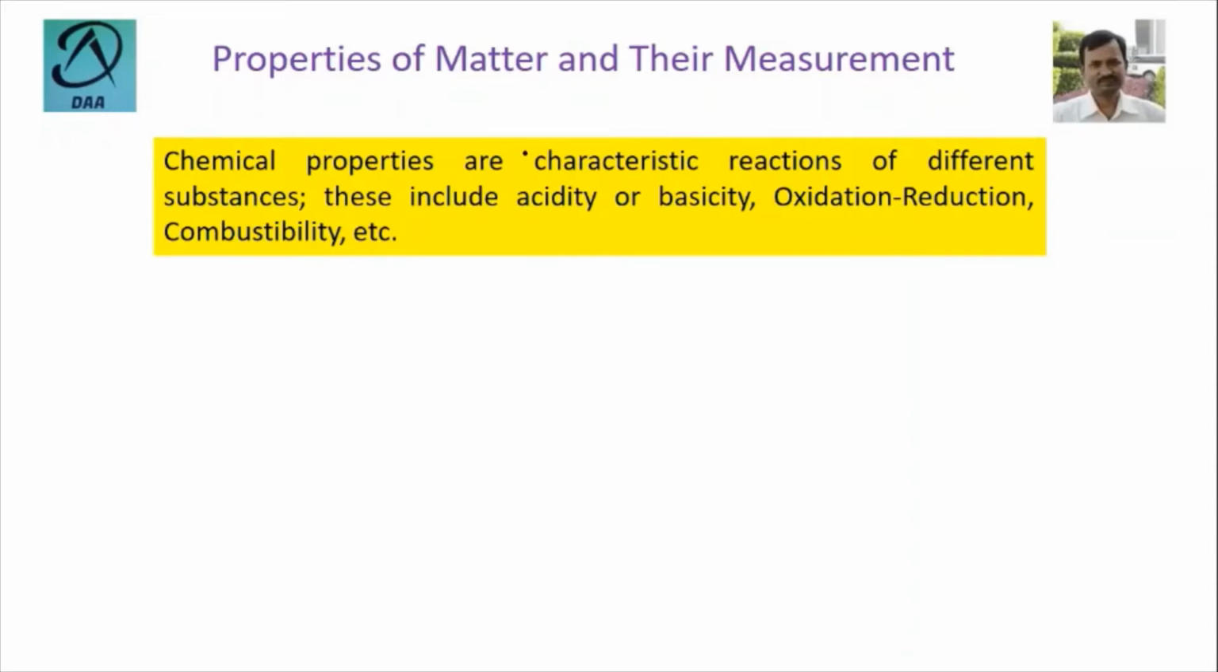So the chemical properties are characteristics of reactions of different substances. These include acidity, basicity, oxidation, reduction, combustibility, already I told. So these characteristic reactions are the chemical properties.